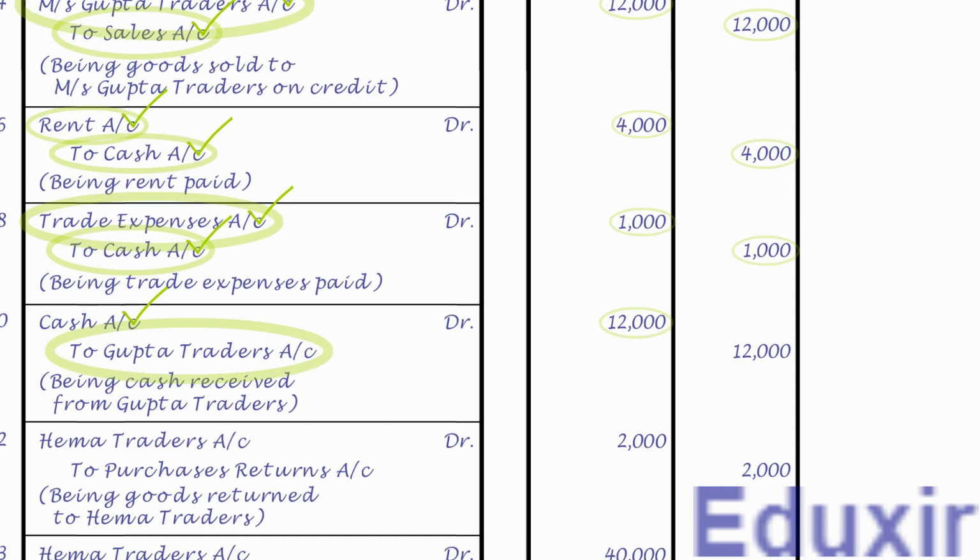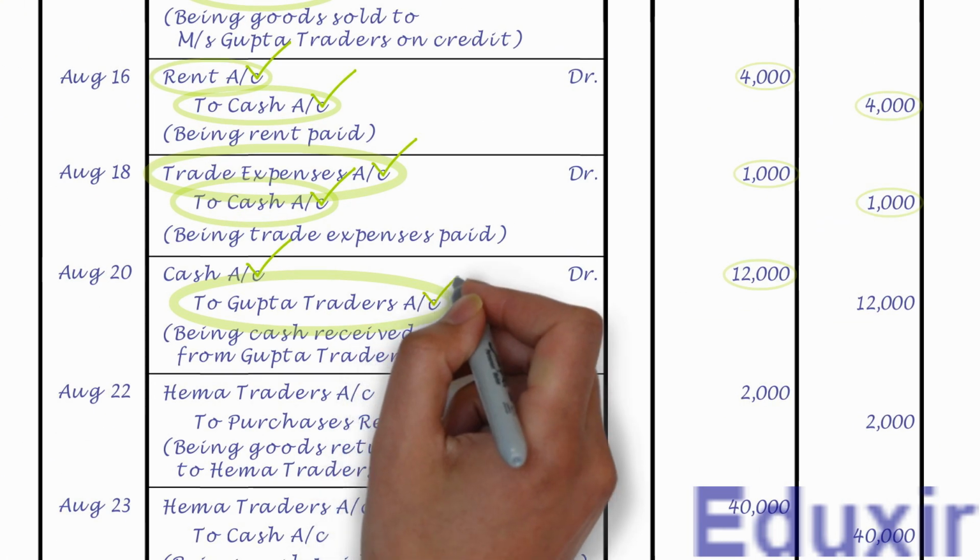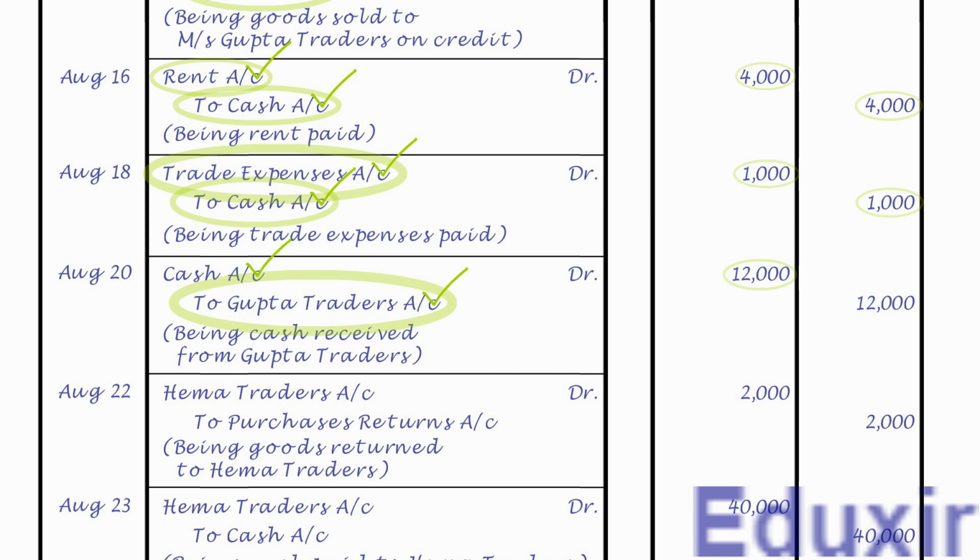As the name suggests, it needs to be posted on the credit side of Messrs. Gupta Traders account and the credit amount is 12,000 rupees. Note that the details that need to be posted into the particulars column is cash account. As we already have Messrs. Gupta Traders account, let's now post this entry into that account.